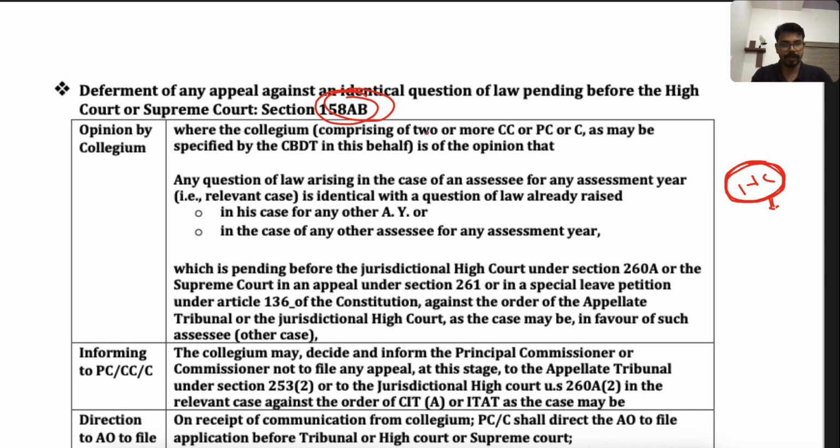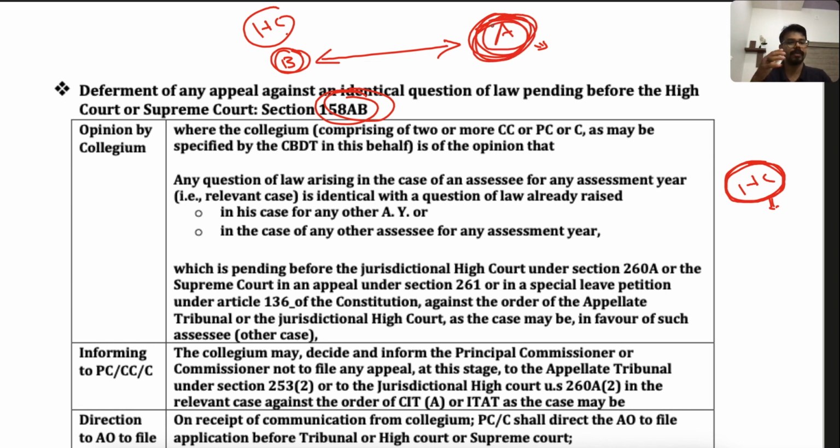Say, for example, the assessing officer has taken up the case of Mr. A, and he understands that the case of Mr. B is pending with the High Court, and this case of Mr. A and that case of Mr. B are more or less similar. So the assessing officer and Mr. A will enter into an agreement saying that whatever verdict the High Court provides will be applicable to the case of A. So A shall not go for appeal again, because it will take time, right? So in order to avoid repetitive appeals, they have brought in this 158AB.